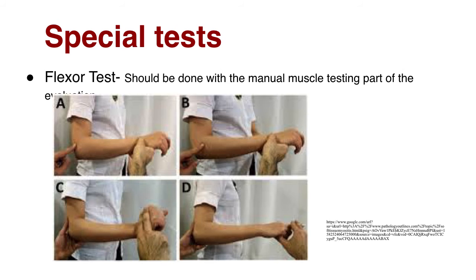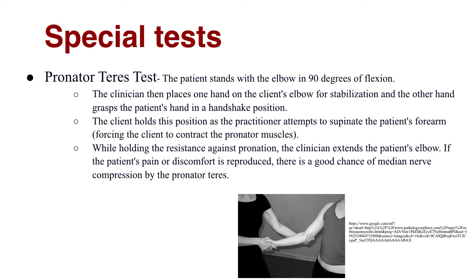Flexor test. Should be done with the manual muscle testing part of the eval. You're just flexing the wrist, both resistive and passively, as well as actively. So pretty self-explanatory there. I apologize for the image being over the words, but in this case, the image is more important than the words anyway.